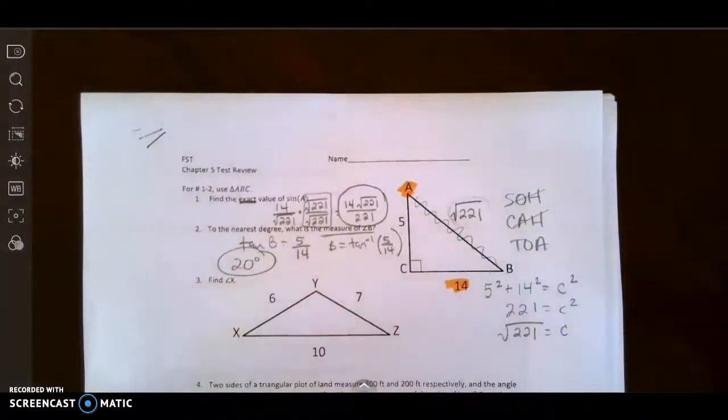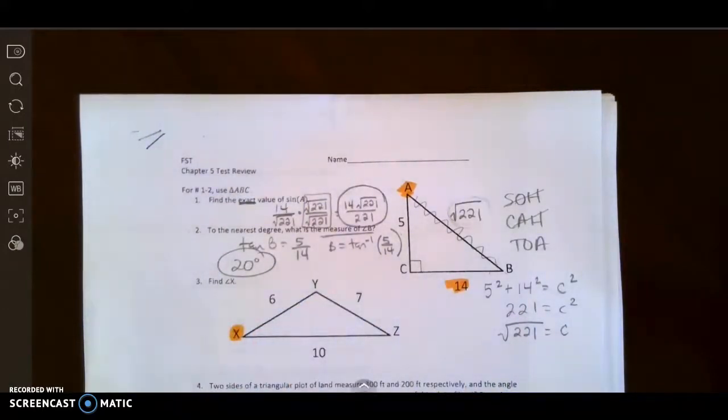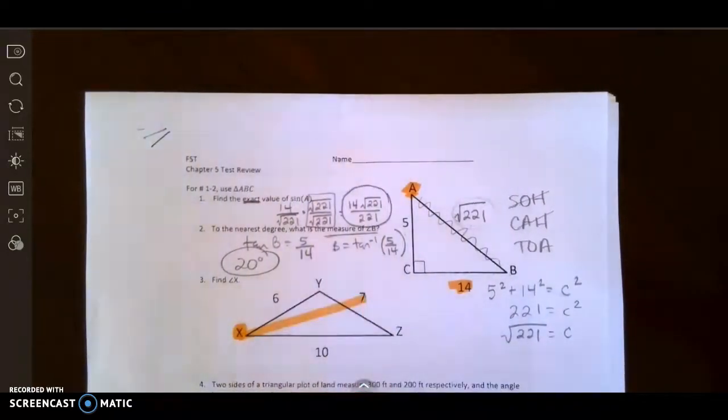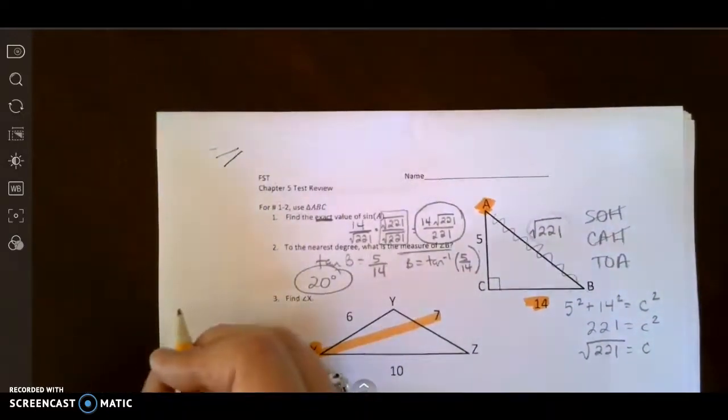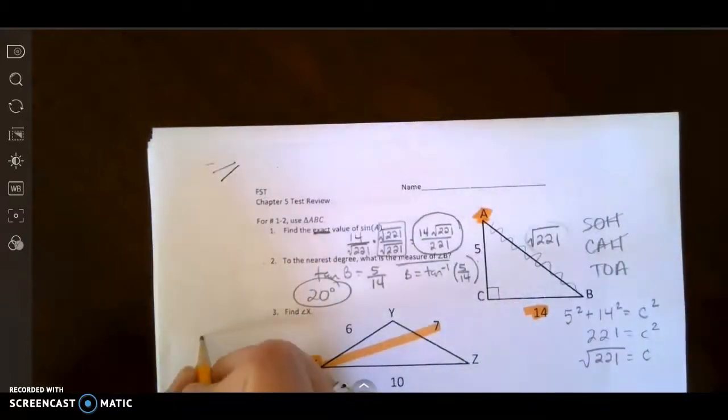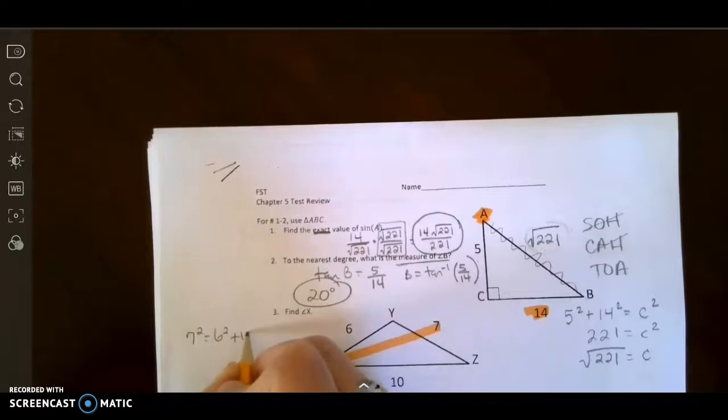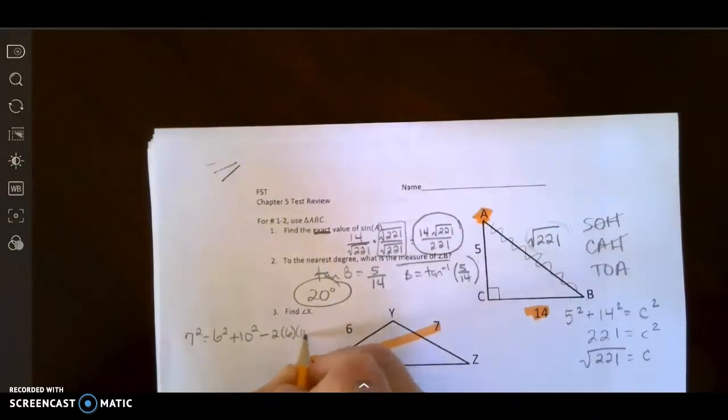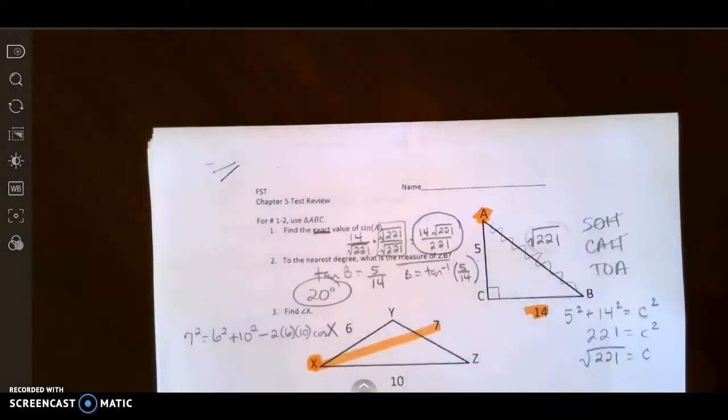All right, number 3, find the measure of angle X. This is the angle that I'm looking for, and I have side, side, side. This is the side across from the angle, so I'm going to have to use the law of cosines. So I've got 7 squared equals 6 squared plus 10 squared minus 2 times 6 times 10 times the cosine of x.